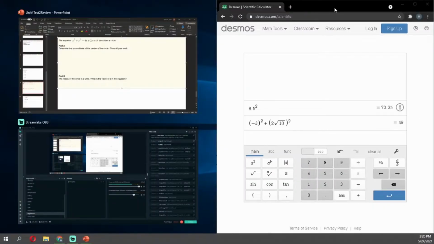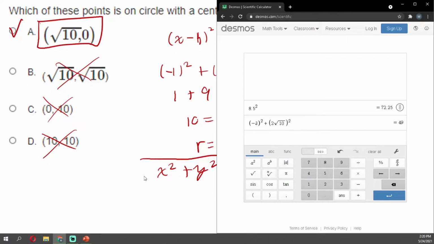If we substitute this in, remember, it's just x² + y². We want to substitute it in there and see if it equals 10. My x is radical 10, so we could say (radical 10)² plus 0². And what does that give me? Right here, it gives me 10. There you go. That's the answer.